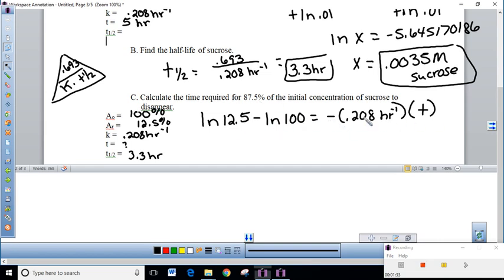Now how am I going to get this over? A lot of students go, now add that over. No, this is actually being multiplied. So you're going to need to divide both sides by a negative 0.208. Divide both sides. I left my little percent signs off of that.